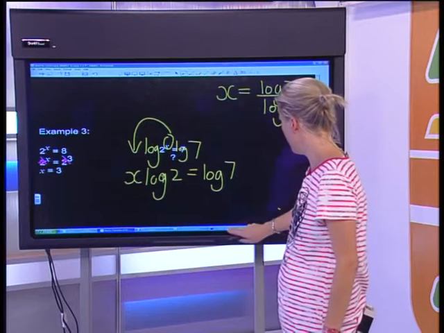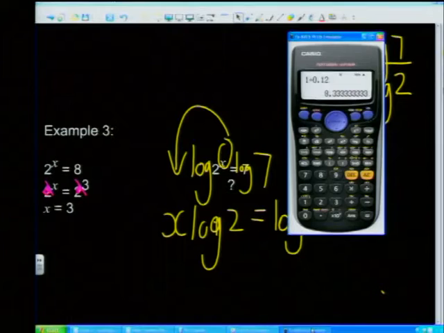Right, so let's bring up our calculator. Clear it there. I'm going to say log 7 over log 2: log 7, close my bracket, move downstairs, log 2, close that bracket, equals. And the answer that I get is 2,8.